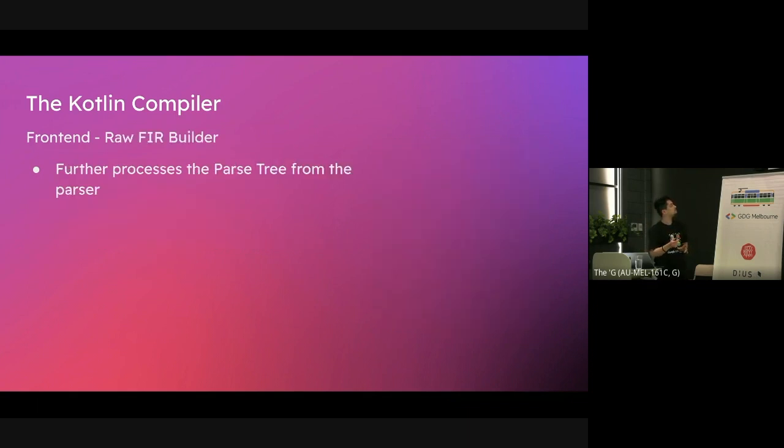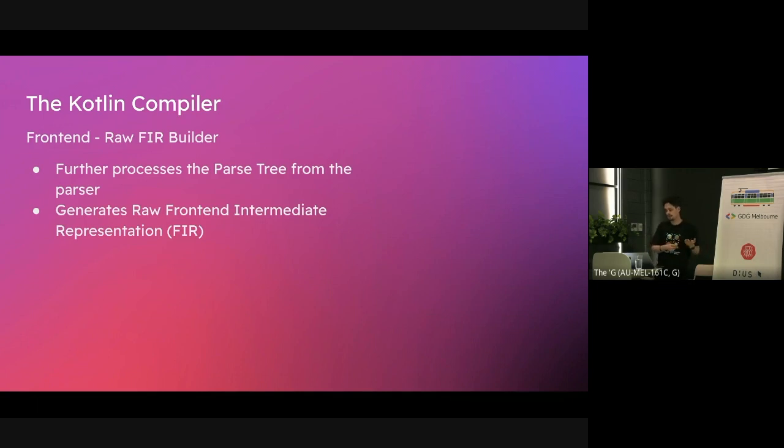Okay, moving on. The raw FIR builder. Now, this raw FIR builder takes this PSI tree and processes it further into a different kind of tree called the FIR. It generates a raw front-end intermediate representation. It's raw because it's going to go through another set of processing, another set of analysis and whatnot until it becomes the actual FIR, which is sent to the backend.